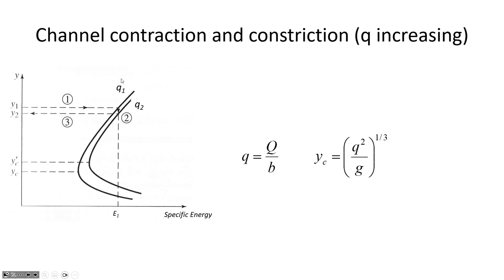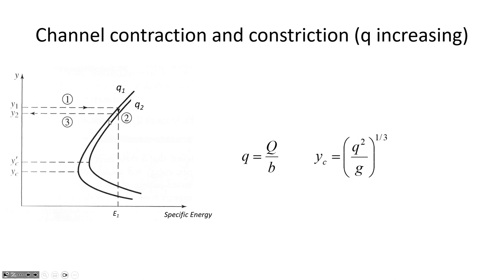Lowercase q1 is before the constriction. Lowercase q2 is after the constriction. So the specific energy diagram shift looks the same as it did if we have a contraction. The contraction is when the channel is getting narrower. What it's doing, it's reducing B, the width of the channel. And so flow per unit width is increasing.